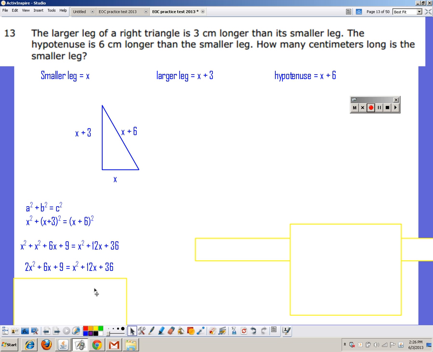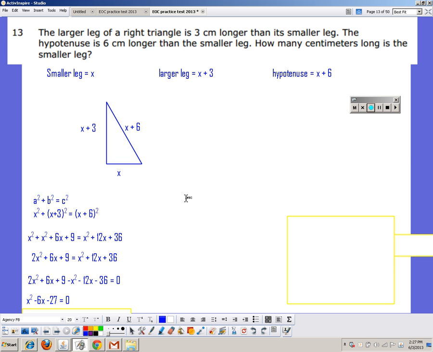Now we need to get everything over on the left-hand side because this is a quadratic. You could tell that because it's in the form ax squared plus bx plus c. So we're going to take everything on the right and move it to the left, which means changing everybody's sign that we move. So we get 2x squared plus 6x plus 9 minus x squared minus 12x minus 36. We combine like terms. We have x squared minus 6x minus 27. So our final step is breaking this down into 2 binomials.